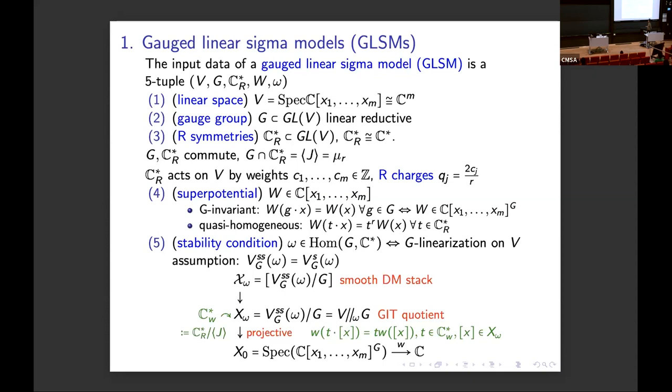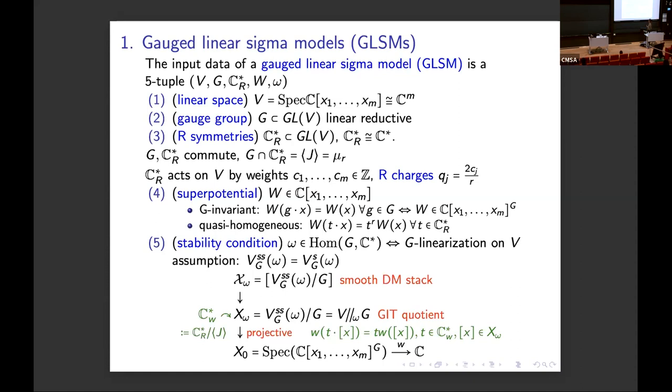So we usually assume this X zero is non-compact. Otherwise, the superpotential will be constant. And then with respect to this C star R W action, the weight of the superpotential is one.